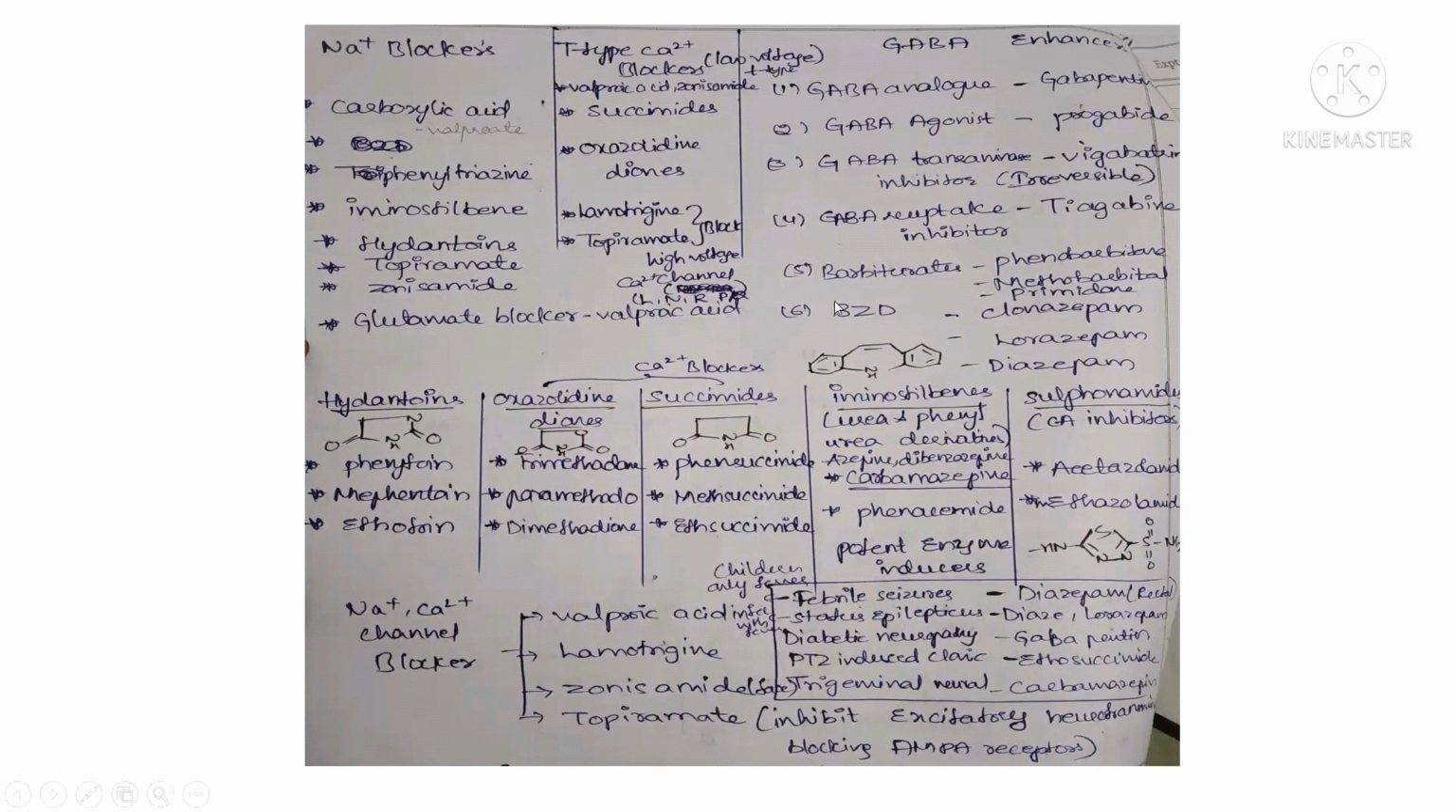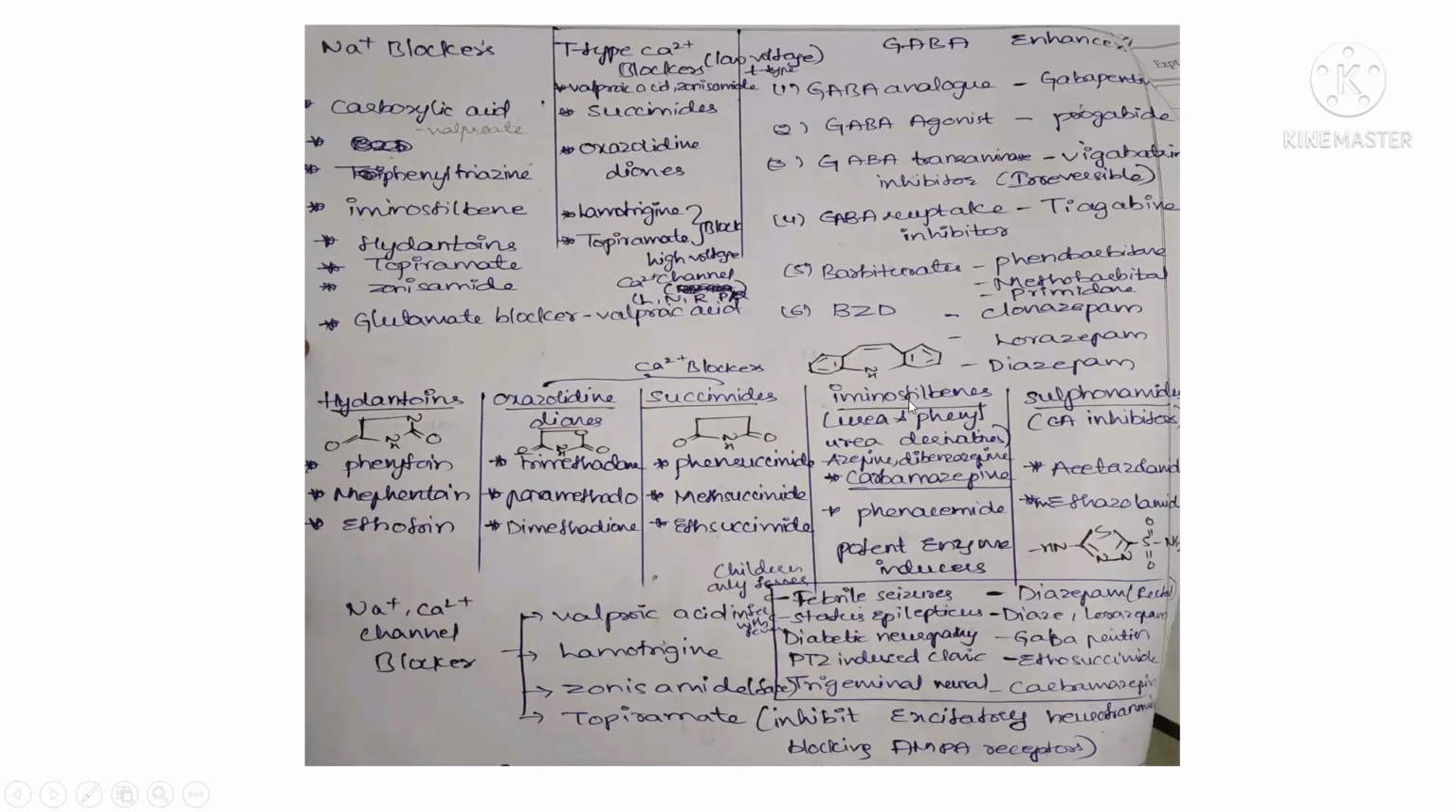Okay, next classification is based on the structure present in the drug. Okay, hydantoins: phenytoin, mephenytoin, and ethotoin. So this is the structure of hydantoin. And oxazolidine diones: trimethadione, paramethadione, and dimethadione, and then succinimides: phensuximide, methsuximide, and ethosuximide. So this is an imidazole ring. This is a pyrrole and pyrrole.